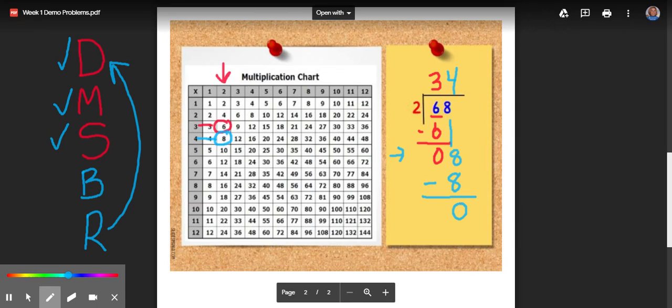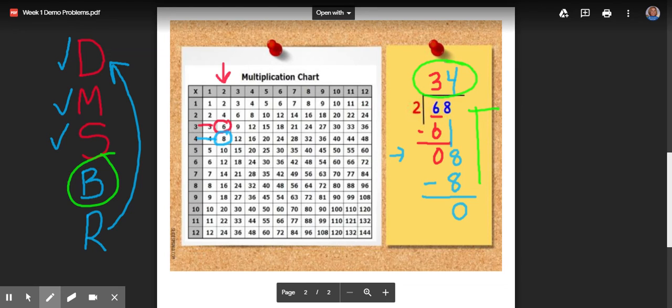My next step would be bring down, but I can see that I have nothing next to the 8 left to bring down. So I'm actually finished with the problem. I have 0 left over, so I have no remainder. So my quotient, or my final answer for 68 divided by 2, is 34.